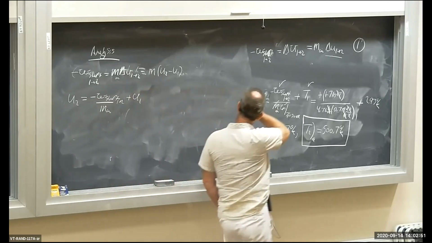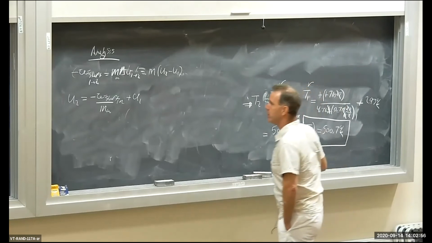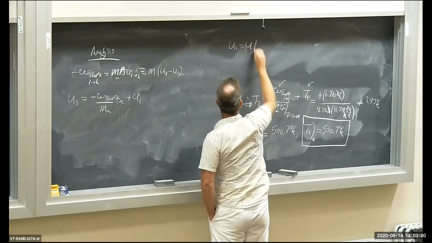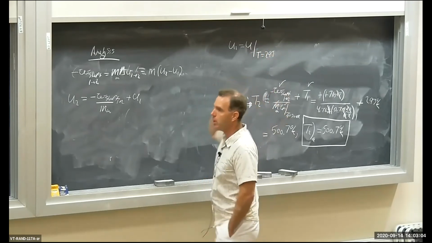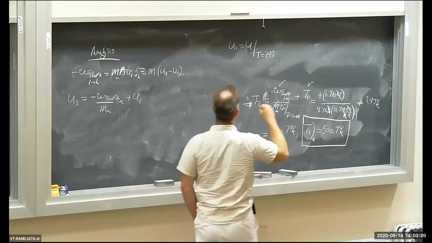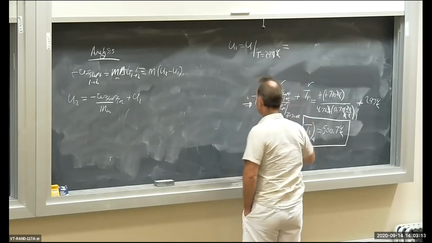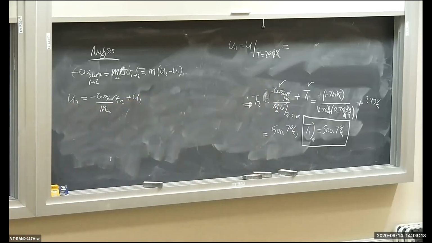Now, what's U1? First, let's calculate U1. What's the internal energy at state 1? U1 is U evaluated at T equals 293 degrees Kelvin. Let's see here, we've got the air tables here, internal energy, enthalpy, 290, 300. So the internal energy at 293 degrees Kelvin is somewhere between 206 and 214 kilojoules per kilogram.